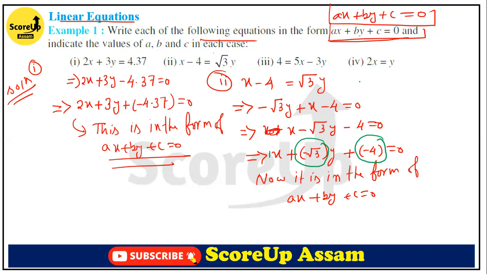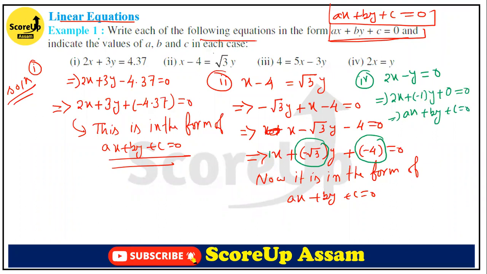Clear? Now let's solve question number 4. So we can write it like this: twice x minus y is equal to 0. So ultimately we can write twice x plus minus 1y plus 0 equal to 0. So it is in this form, ax plus by plus c.